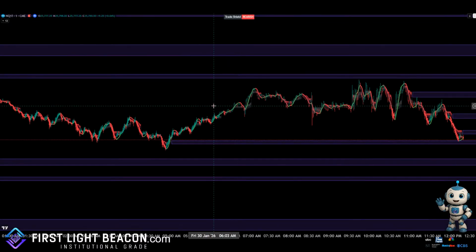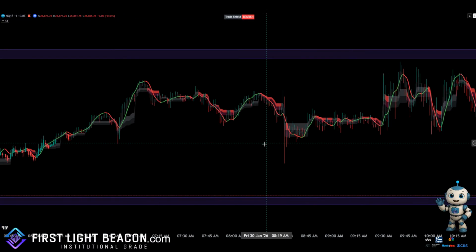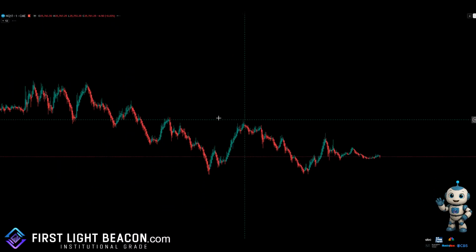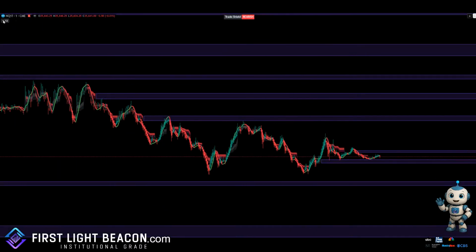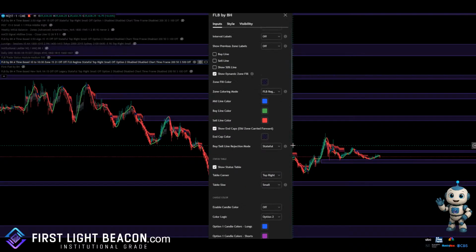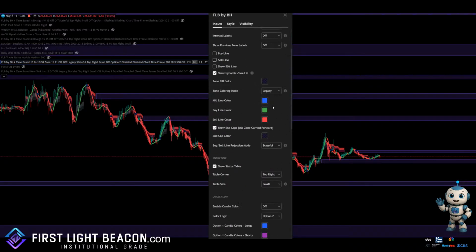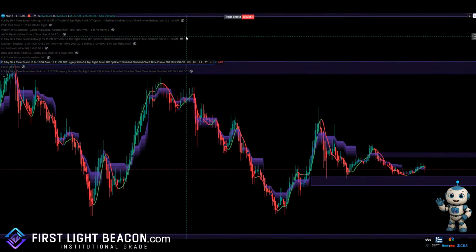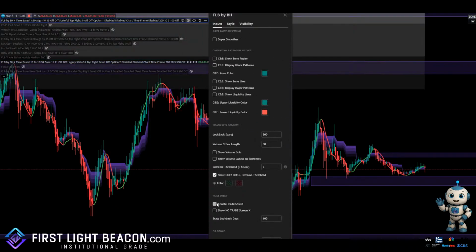And that is the update to the First Light Beacon, trying to make it as clean and as clear as possible for everybody, and showing just the clear setups, right? Now, for the settings, for those that use multiple zones, you don't want the color on everything, right? So you can come in here and change it back to legacy, where you can adjust the color of the zone however you want, right? If you have multiple zones on your chart, you're not going to want all of this on there. So we're going to do this.